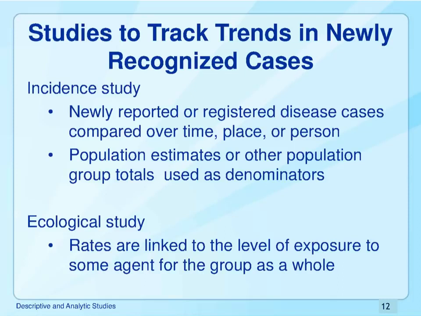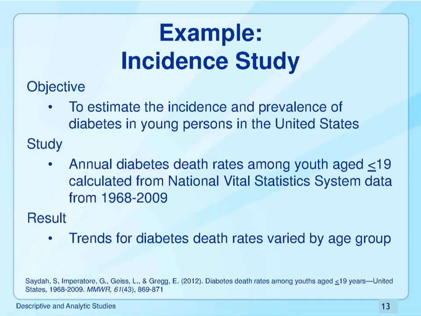The important thing to keep in mind is that at least one variable is measured at the group level and not the level of the individual when we're talking about this type of study. So here's an example of an ecological study design making use of incidence data.